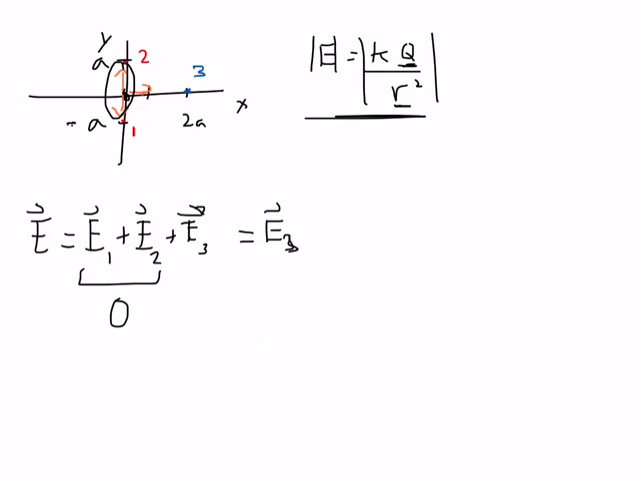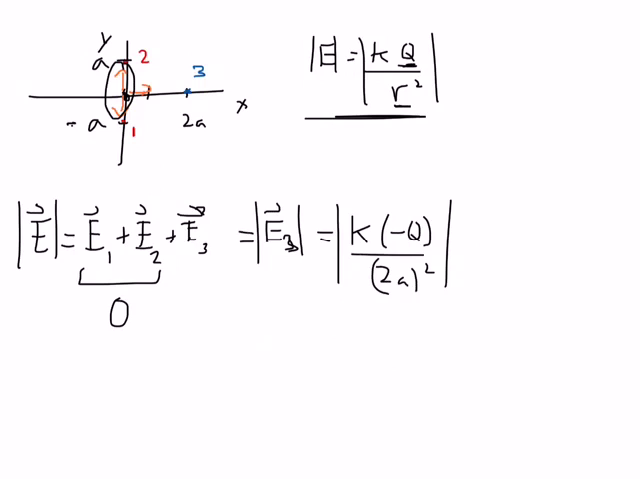Right? And so now we just need to plug that into the formula. Right? Again, we only care about the magnitude as well, so we're just going to do this. And so this is k negative q, and r is the distance from the charge to the origin, which is 2a, squared.